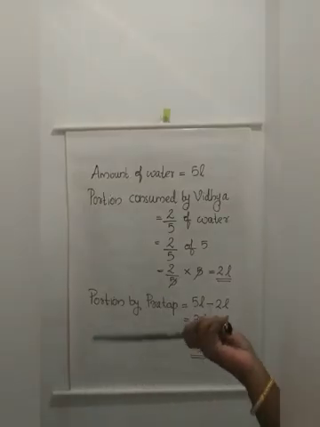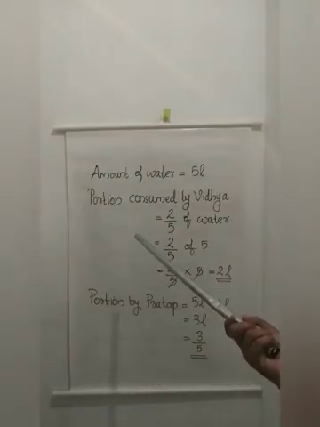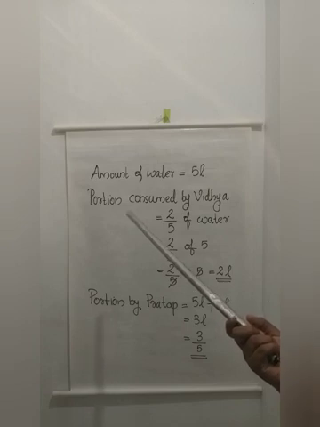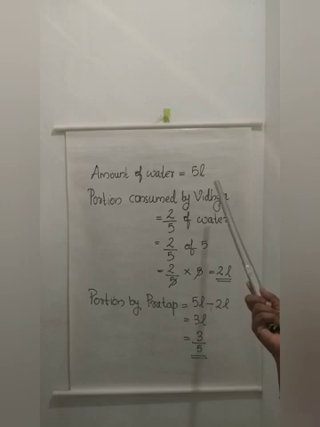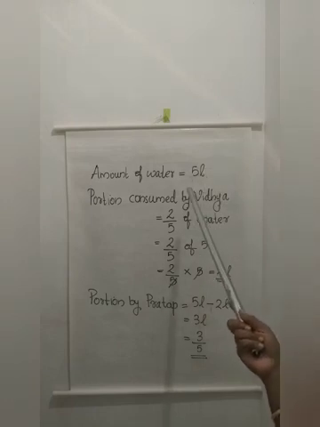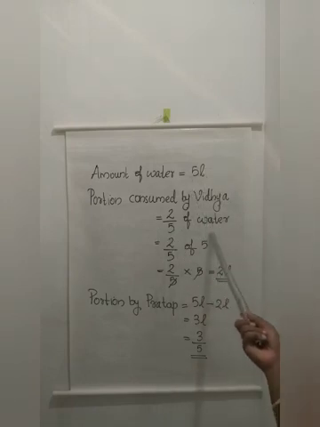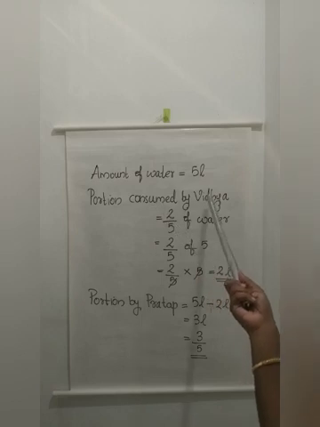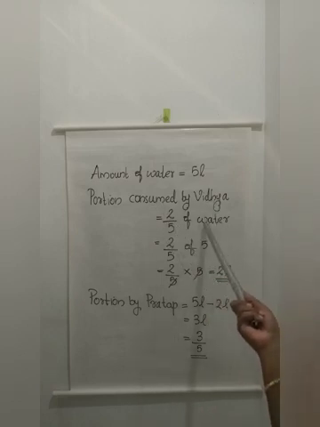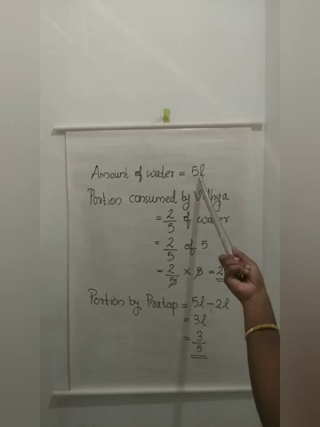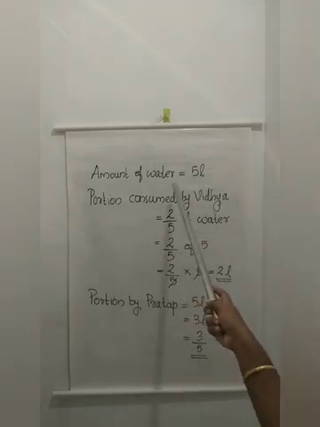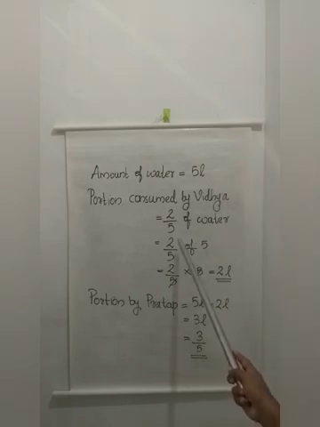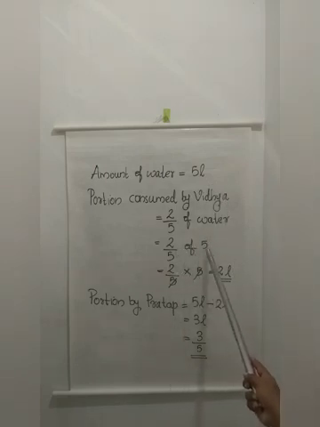So what is given in the question? The total water given to them is given. How much? 5 liters. And the portion consumed by Vidya is also given. What is the portion? 2 by 5 of water is consumed by Vidya. What is the total amount of water? 5 liters. So the portion consumed by Vidya is 2 by 5 of 5.